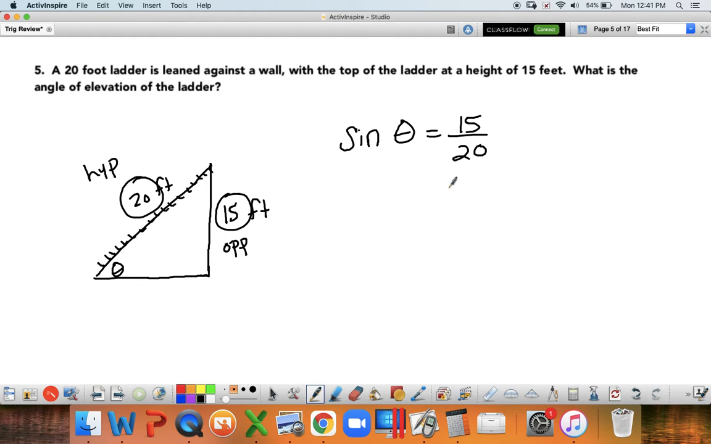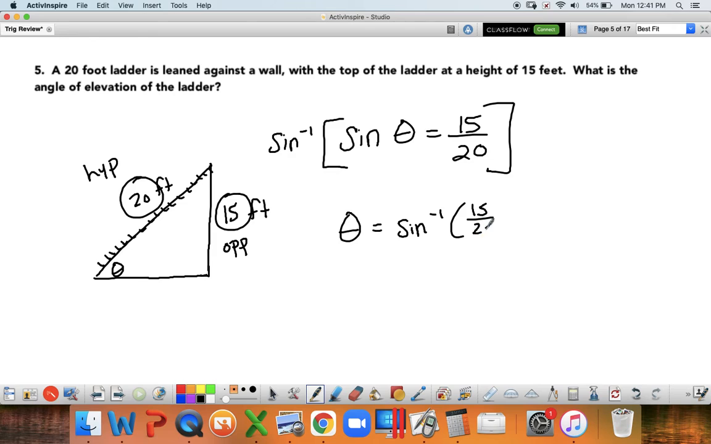So in order to solve this one, I need to use what's called the inverse of sine, or arc sine. Those sines over here cancel out. I get theta is equal to arc sine, or inverse sine, of 15 over 20. So when you do this on your calculator, make sure you're still in degree mode, and you're going to hit second sine on your calculator, and it should spit out an angle value of 48.59 degrees.